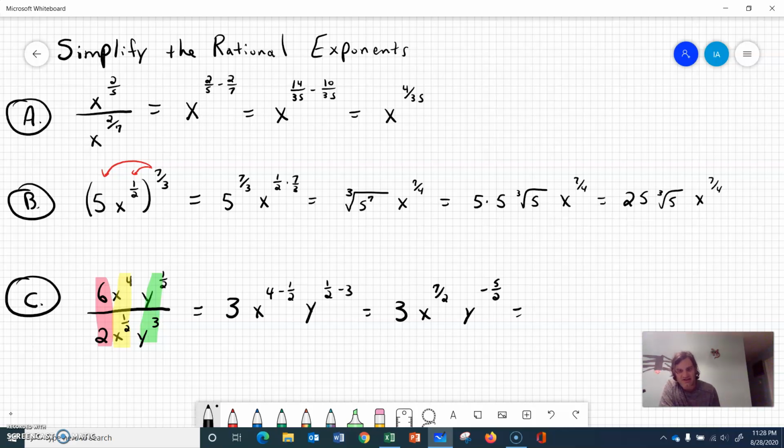Here, I don't like negative exponents. So the 3 and the x to the 7/2 can stay up top. The y to the negative 5/2 will go to the bottom as y to the positive 5/2. So in the end, my answer will look like 3x to the 7/2 all over y to the 5/2.